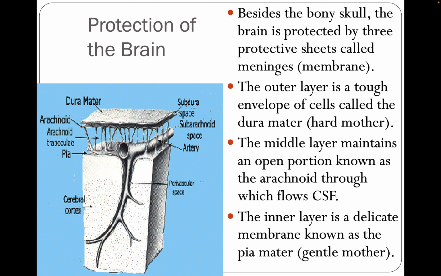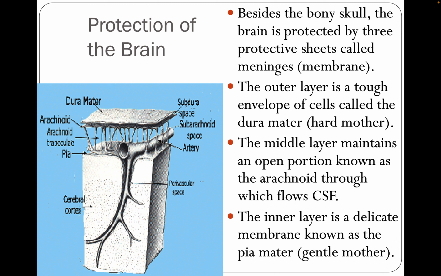Besides the bony skull, the brain is protected by three protective sheets called meninges, which is just Latin for membrane. The outer layer is a tough envelope of cells called the dura mater, hard mother. The middle layer contains an open portion known as the arachnoid, through which flows the cerebrospinal fluid. Cerebrospinal fluid is the fluid of the brain. There's blood up there, of course, but the cerebrospinal fluid protects it. It surrounds it and works as a shock absorber.